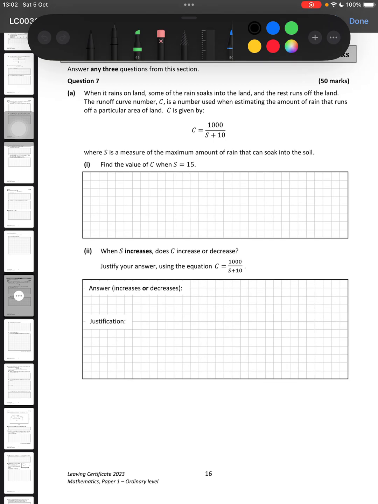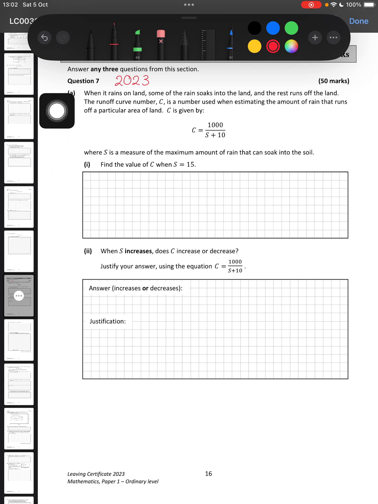Okay, so this is our 2023 paper 1. As always, we have calculus on our paper 1. It was already in the short questions on this paper, but this one just puts it in context, it wants you to understand the context of it a little bit more.